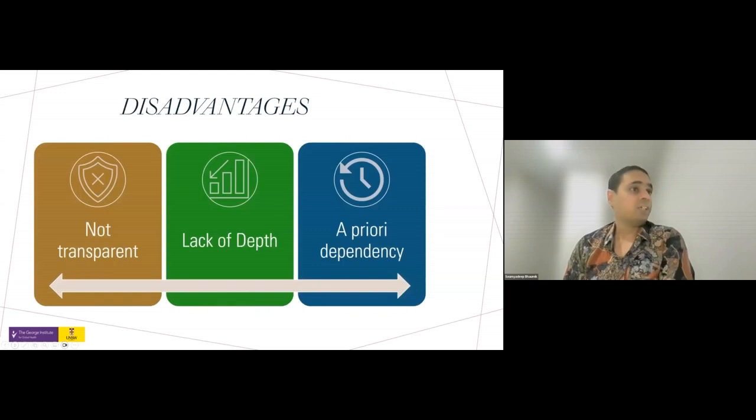It also has disadvantages. Sometimes they might not be transparent. They might not have depth. And they have something called a priori dependency, which is when the priorities that are finally arrived at really depend on where the people who are doing the research priority setting started with, what was the long list of questions or topics they started with. And there are often not a lot of processes to do that.